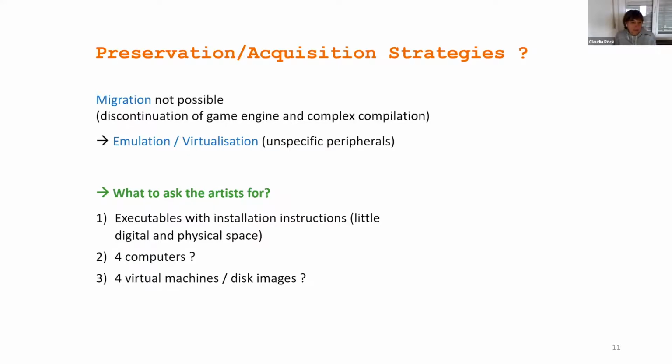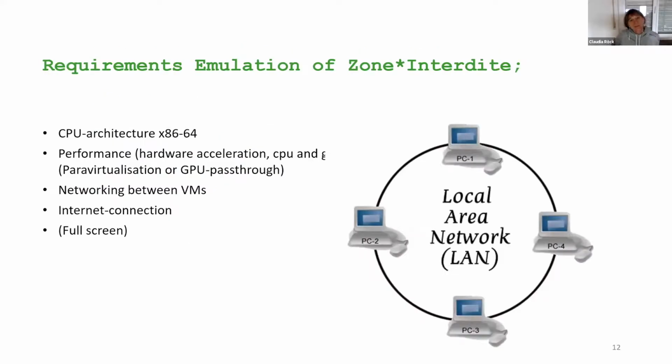So I wondered, what should I ask from the artist? Normally, what I learned is that you always have to ask for the hardware, but we didn't want to acquire computers for financial reasons, but also for space reasons. So should we then ask for virtual machines or disk images? And that's what I decided for, to acquire virtual machines. In order not to ask something impossible from the artists, I thought about what the requirements are for emulation and for these virtual machines.